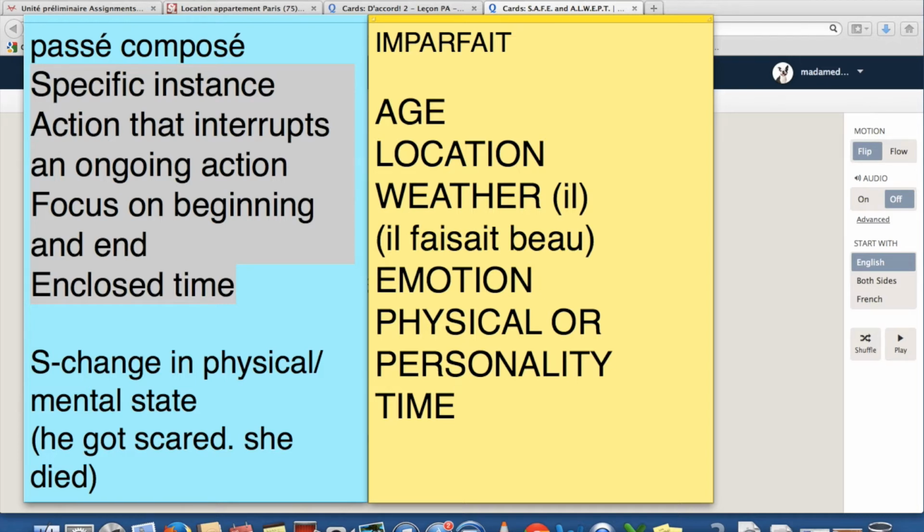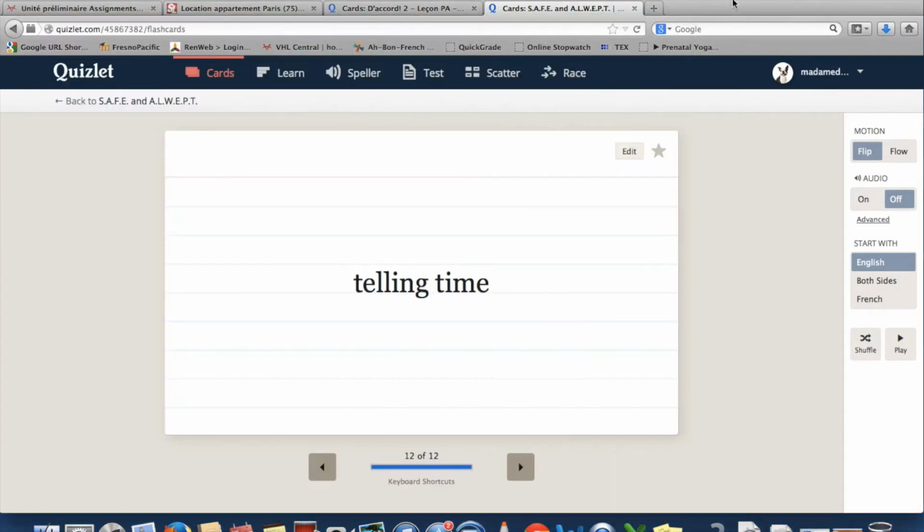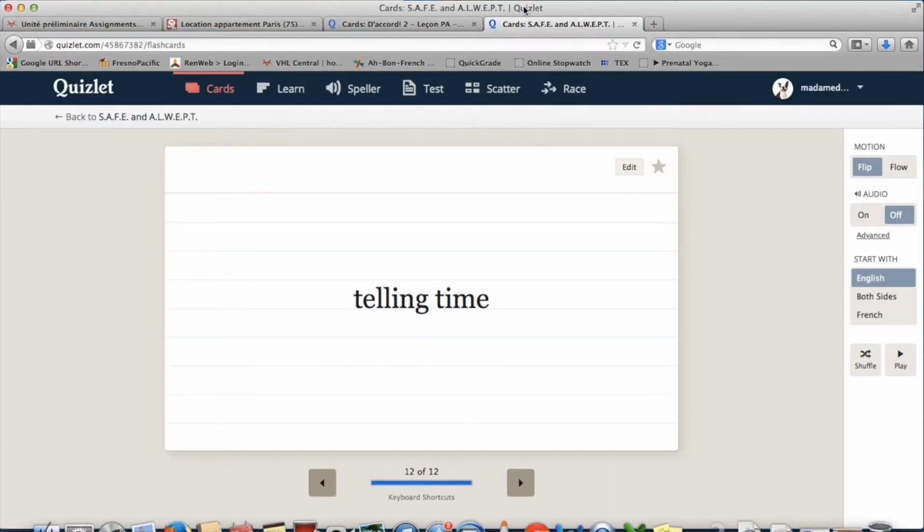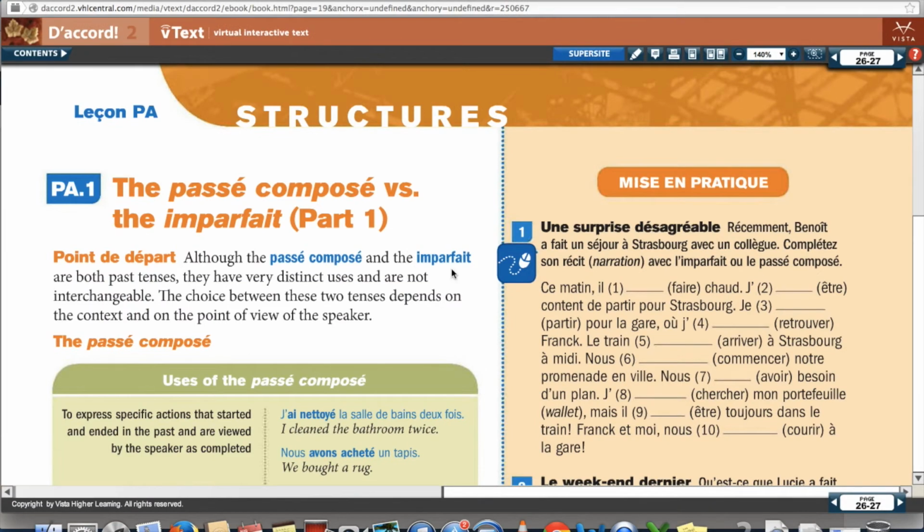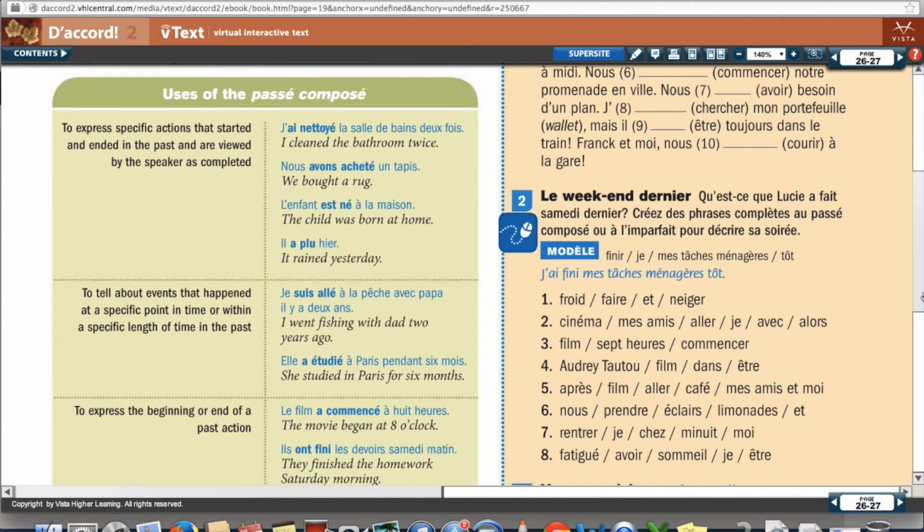So this is what you need to remember when we're talking about passé composé versus imparfait. We can be SAFE with passé composé, or we can be ALL WEPT with imparfait. I'm trying to get this to move over a little bit so you can see this. Your book also does a great job of explaining this as well, and we'll go through that. Here we go.